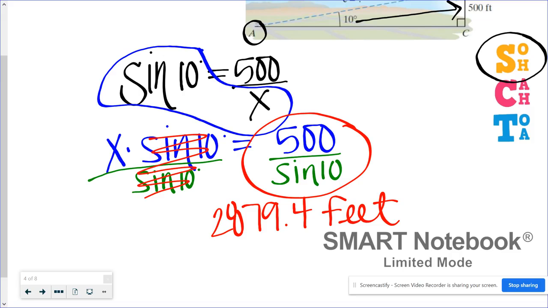Make sure your calculator is in degree mode. So if you did not get that as your answer, if you got something way different, press mode. I bet you're in radians. So make sure that degrees is highlighted so you get the right answers here, okay?